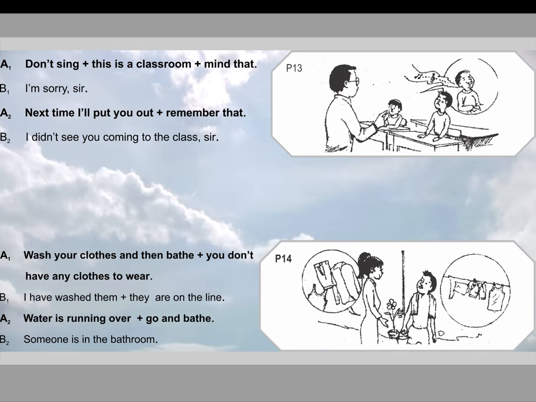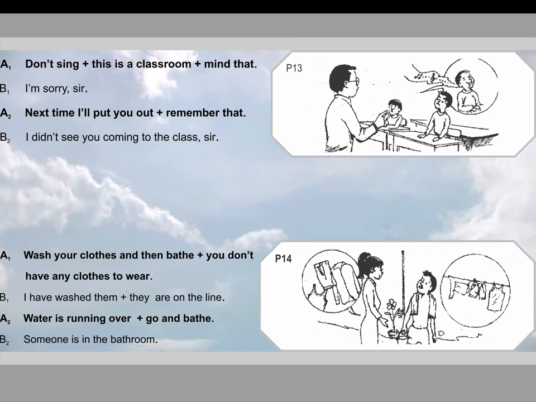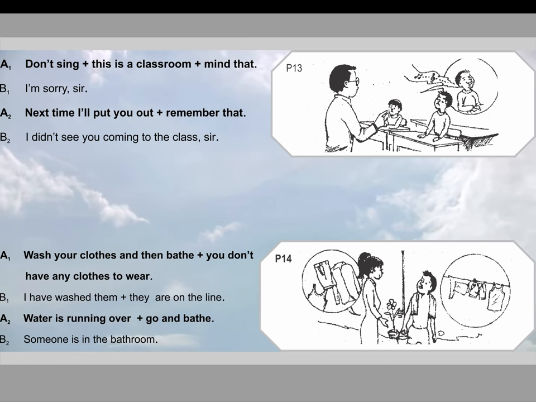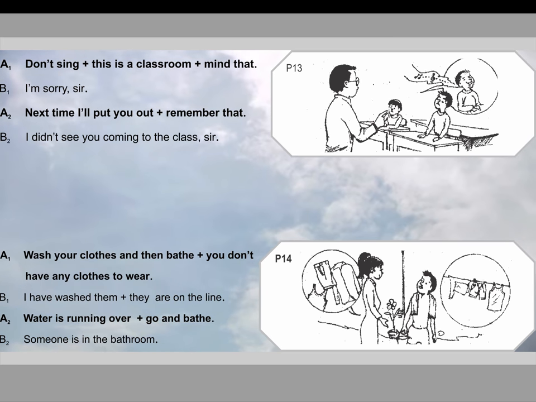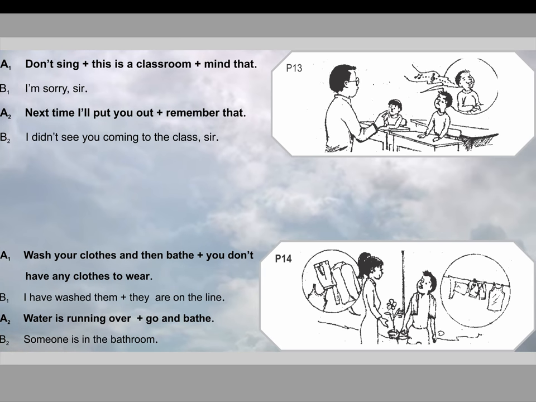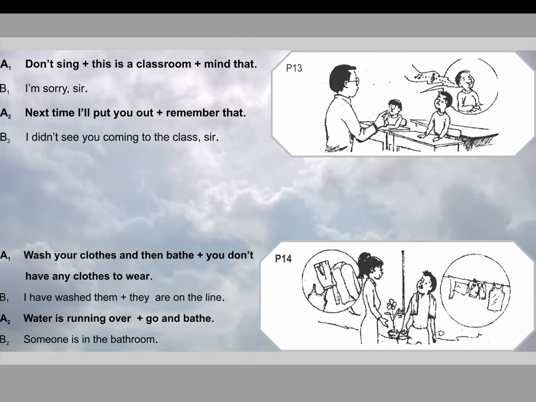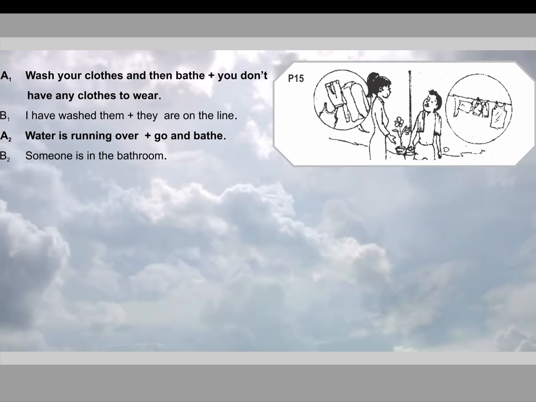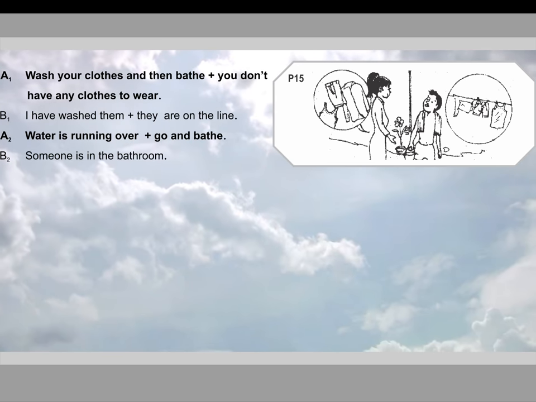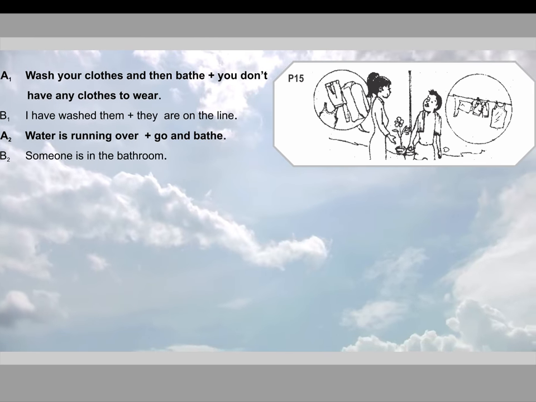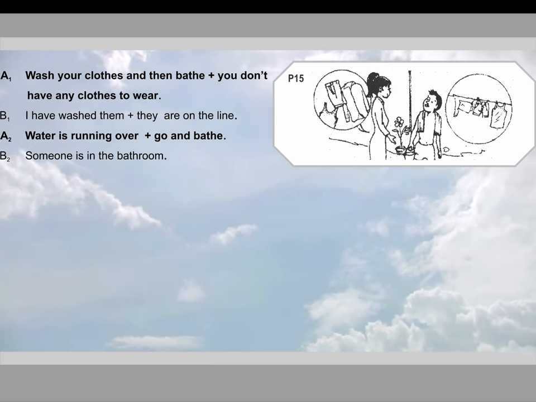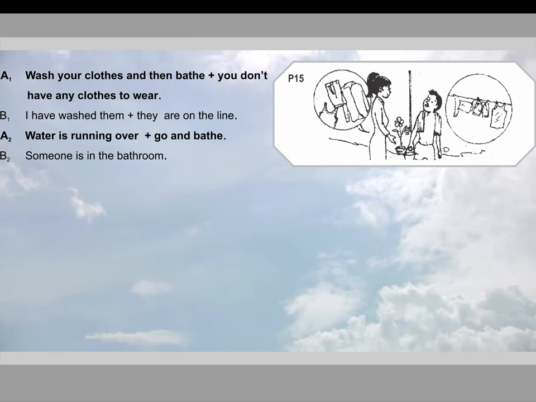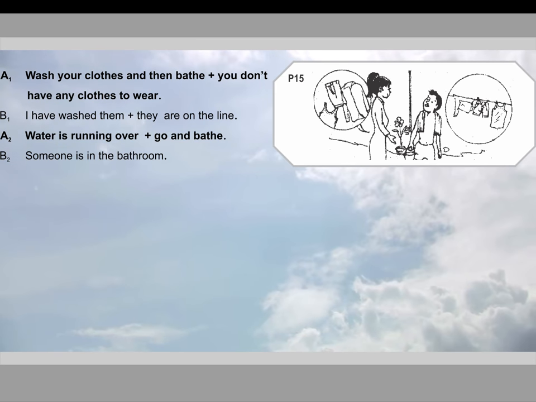Dialogue number 14. I am not sleeping here. I am just lying down. I don't sleep. I doze sometimes. Dialogue number 15. I have washed them. They are on the line. Someone is in the bathroom.